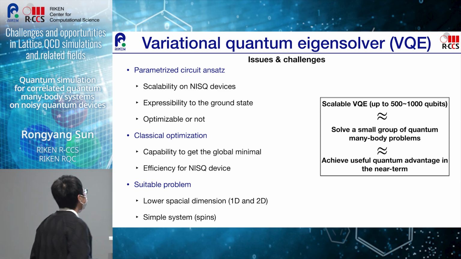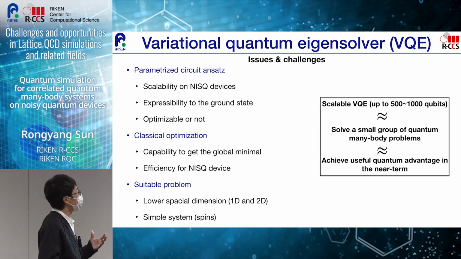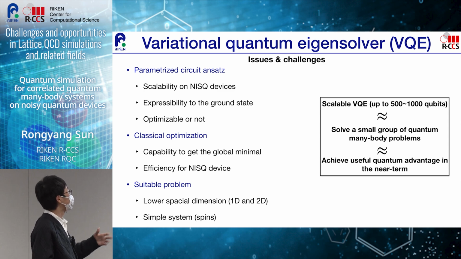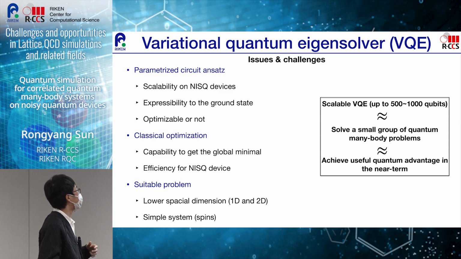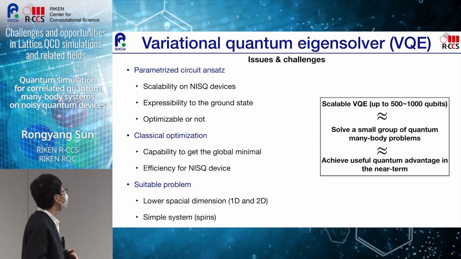And why the VQE is very important currently is because if you can achieve a scalable VQE, which means scaling up to 500 to 1,000 qubits, you can roughly say that you can solve a small group of quantum many-body problems, and that is equivalent to achieving some useful quantum advantage in the near term.